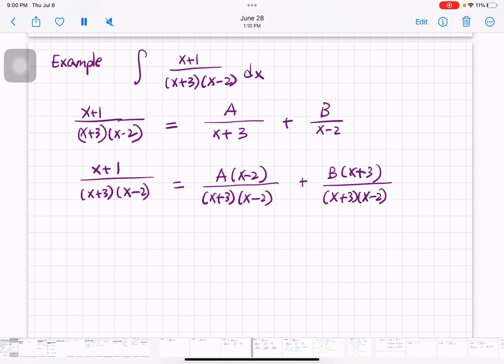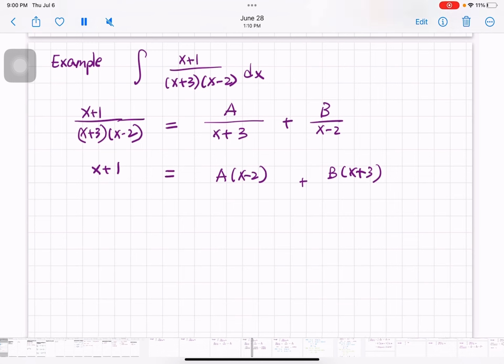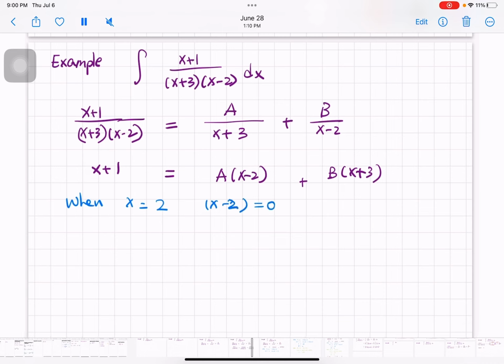You can see that the left-hand side and the right-hand side always have the same denominator, so we can just ignore the denominator and keep the numerator: x plus 1 equals A times x minus 2 plus B times x plus 3. Now we are going to figure out what A and B are. You can solve them directly, but here I like to use some tricks or an easier way to do it.